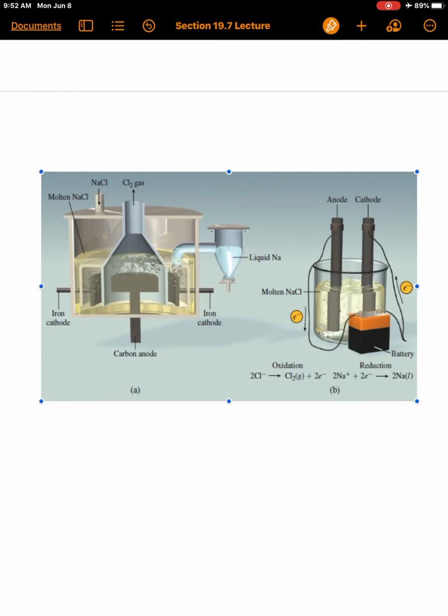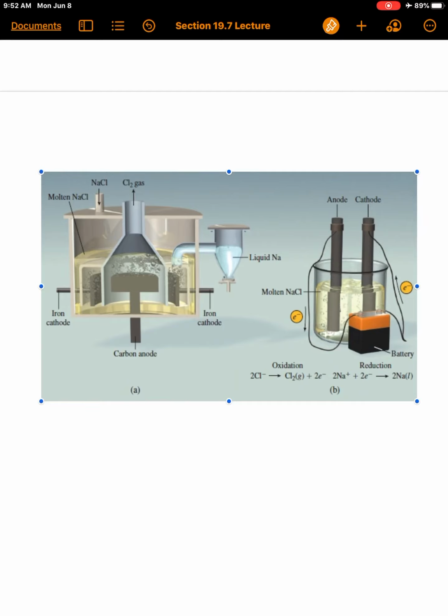The sodium ion picks up electrons and gets reduced into liquid sodium. So there can't be any water in this. We have to keep the water out, but that's okay. It's 800 degrees C. Water would be a gas anyways at 800 degrees C. The chlorine will bubble off. So think about Le Chatelier's principle, right? If you remove a product, the reaction will move further to the right. So we could do that as well.